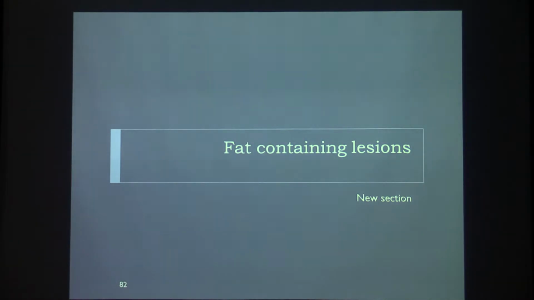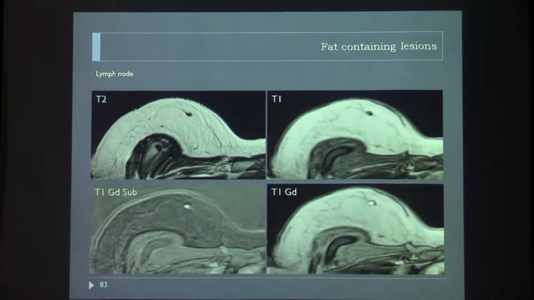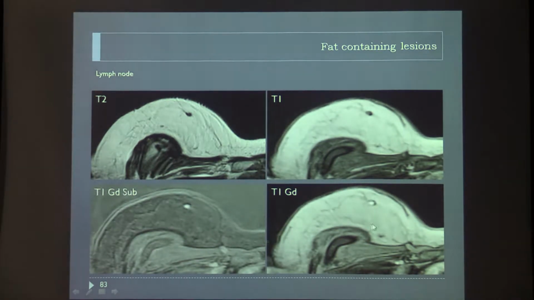Fat-containing lesions, so this is a new section. We didn't have that previously, so we have to describe all lesions with fat. It could be a scar, we have already seen an example, or a lymph node like this one. You have here a lymph node with a hilum fat, a fatty hilum.